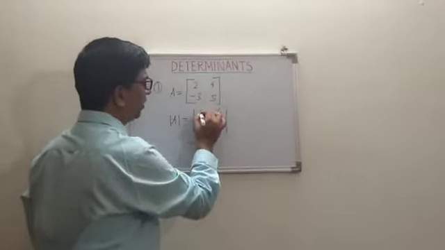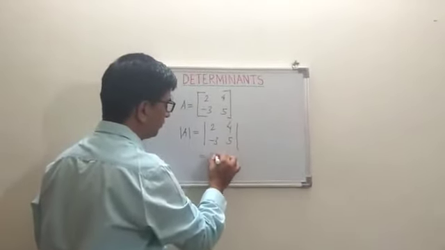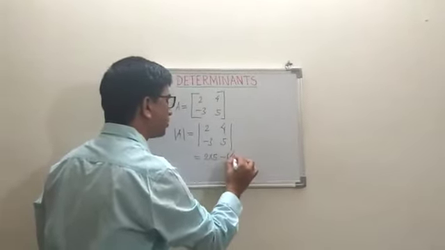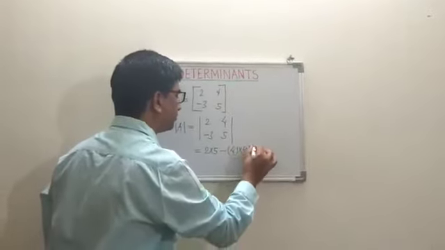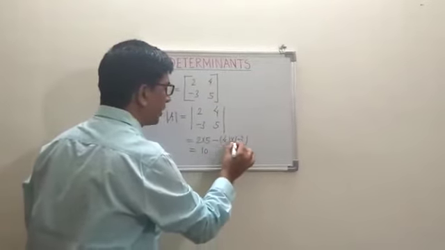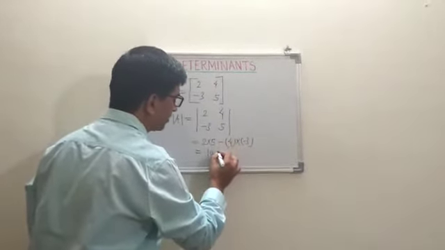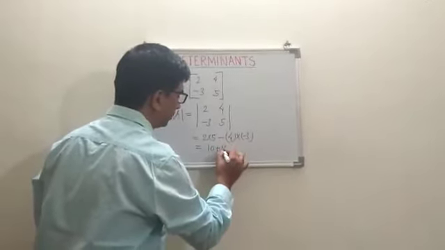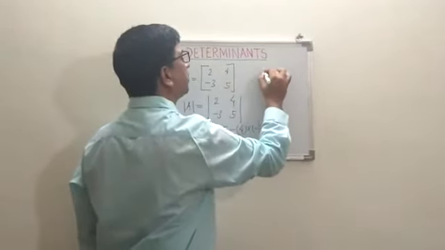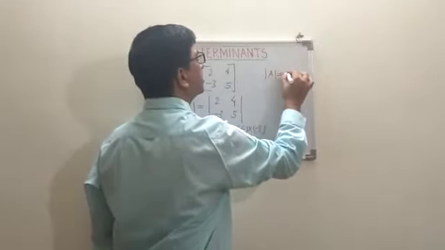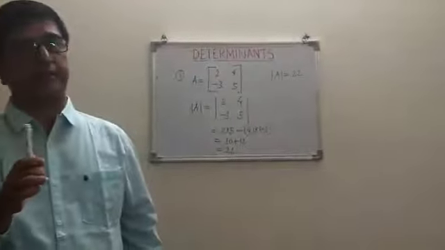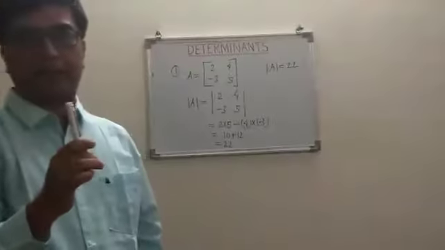First we multiply the diagonal entries, 2 into 5, minus 4 into minus 3. 2 into 5 is equal to 10. 4 into minus 3 is minus 12, and minus 12 multiplied by this minus sign becomes plus 12. So the determinant of this matrix is 22. That means the determinant of this matrix is equal to 22. So what we analyze here is that for every square matrix there exists a determinant. The determinant is a number.